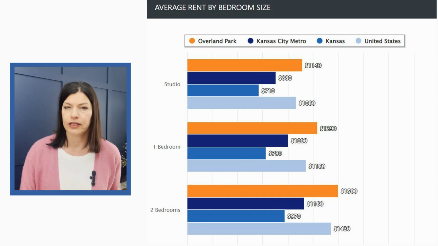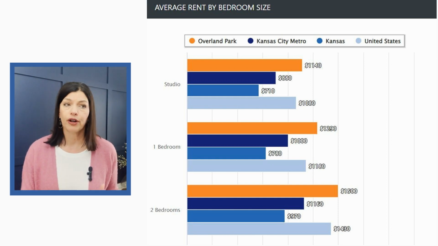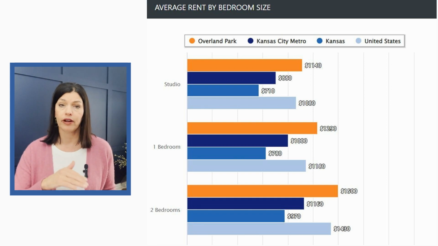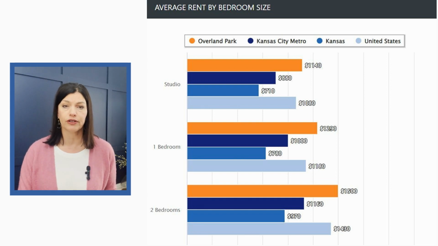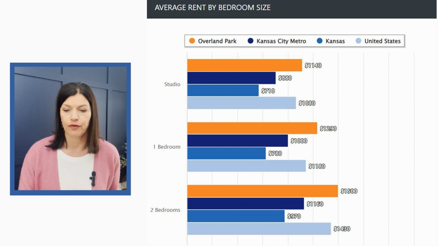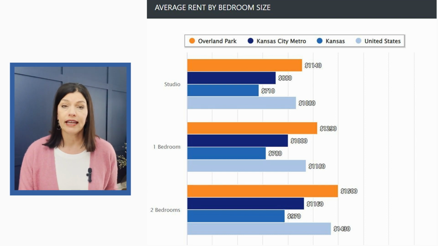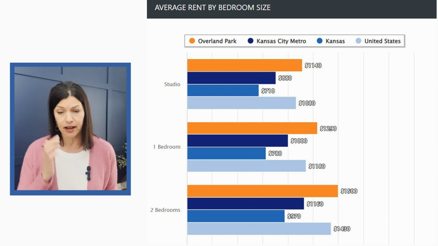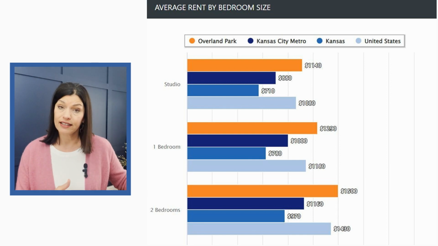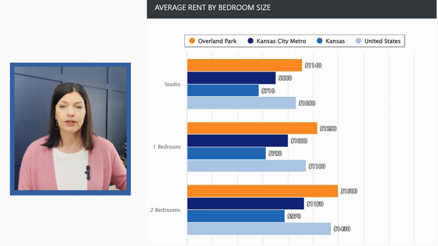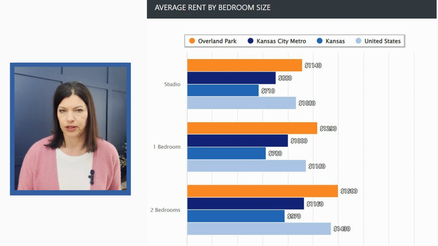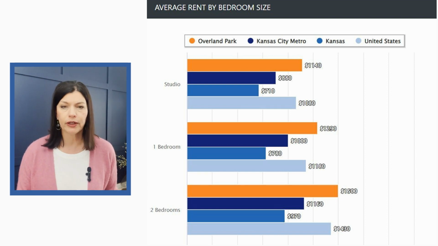So if we look at a 2-bedroom, what it shows for Overland Park is that a 2-bedroom apartment is around $1,500. Again, in Overland Park, it's pretty large. There's going to be a variety of different price ranges, of course, but the average is about $1,500. In the metro area, the average 2-bedroom is around $1,160. And in the state of Kansas, it's around $970. But nationwide, a 2-bedroom average is $1,430. So you can see we're pretty close to the average. The average is kind of in the middle.